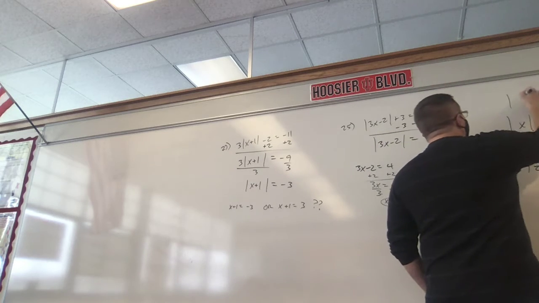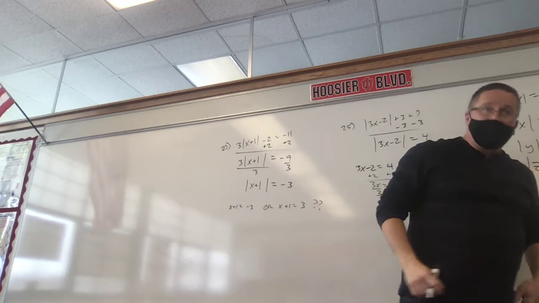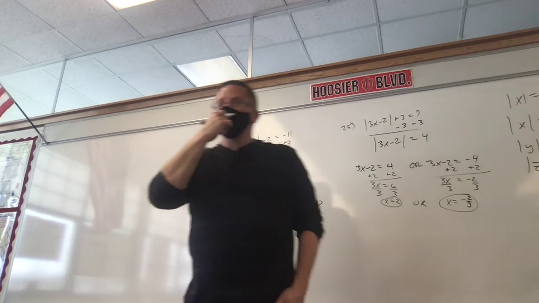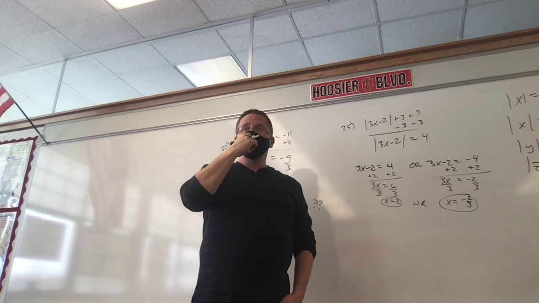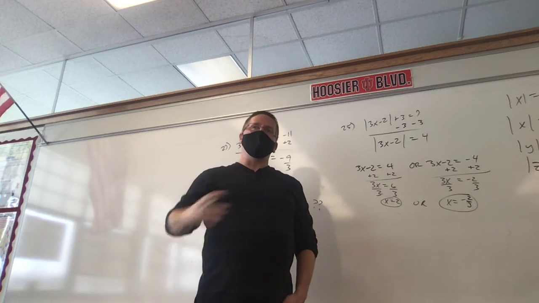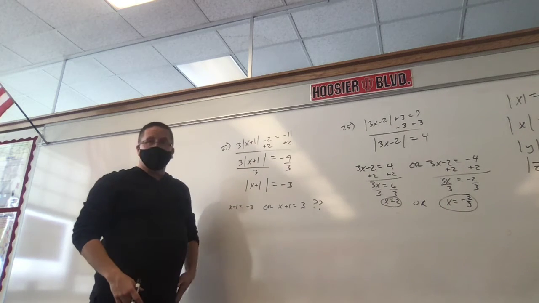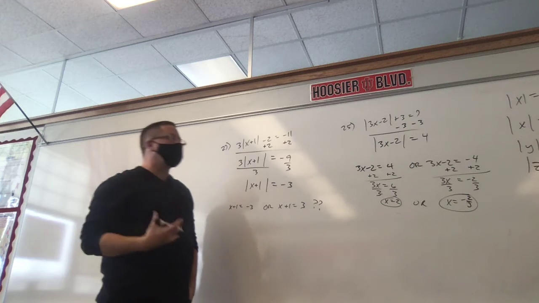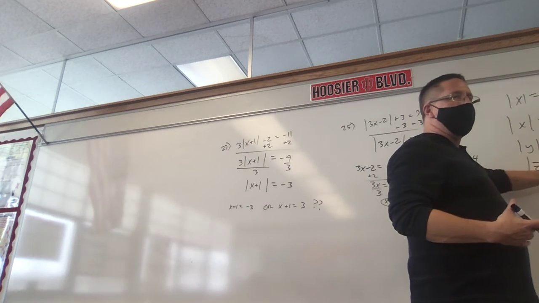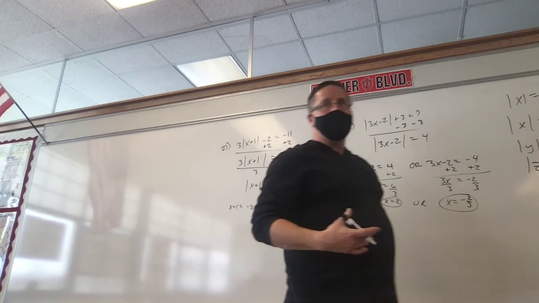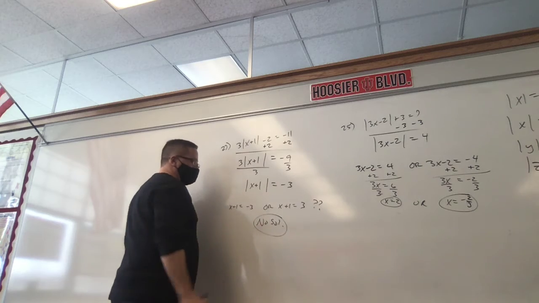So if I said the absolute value of x is negative 3, what can I take the absolute value of and get negative 3? Nothing. You can't take the absolute value of something and get a negative. That little trick, what's inside can be what's outside or its opposite, only works if the number out here is positive. So the answer here is, there's no solution to that.